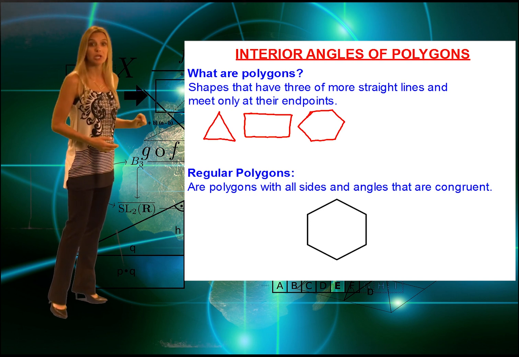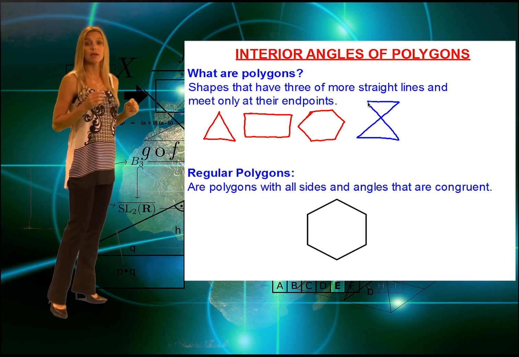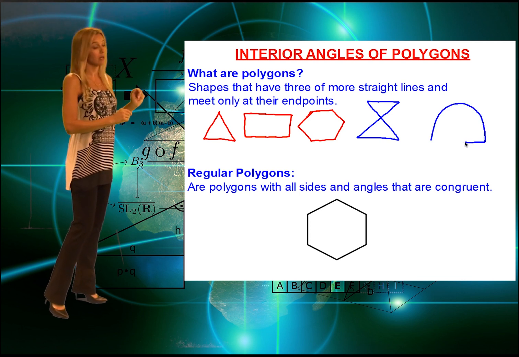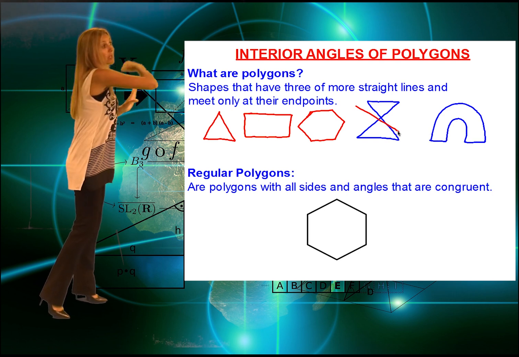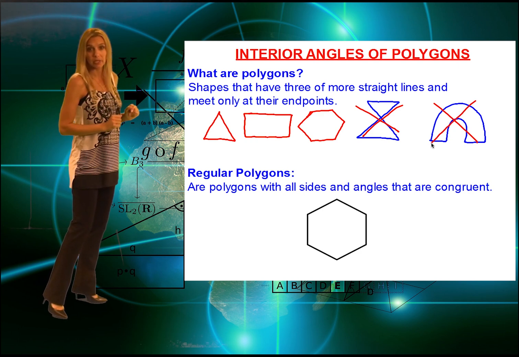Now let's look at this shape. This shape has straight lines, but those straight lines are not meeting at their endpoints, they're crossing. That's not a polygon. And this one in here is not a polygon, it doesn't have a straight line, it has that curve, right? So that's also not a polygon.